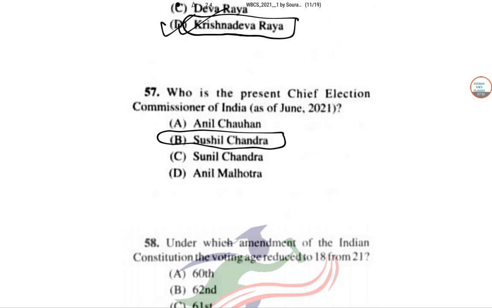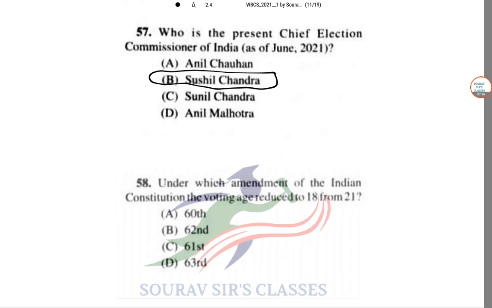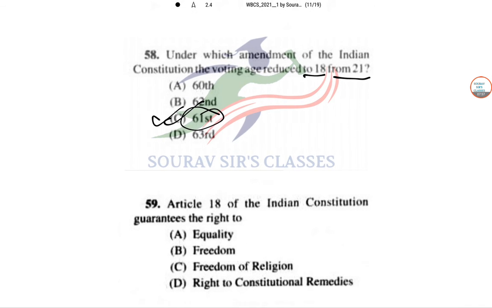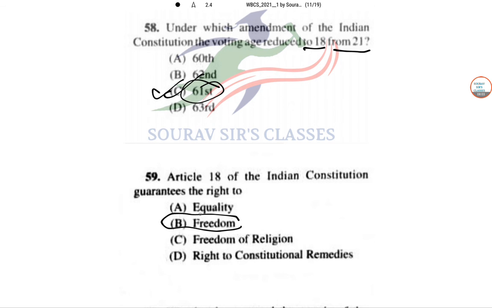Next, 58. Under which amendment of the Indian Constitution was the voting age reduced to 18 from 21? This was a very, very important amendment. It was actually the 61st amendment. Okay. Next, Article 19 of the Indian Constitution guarantees the right to freedom.